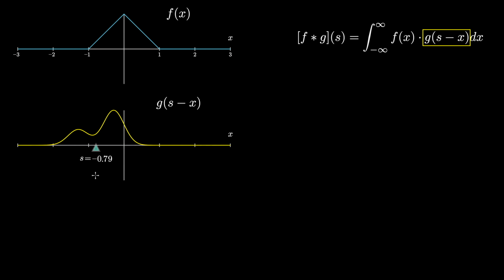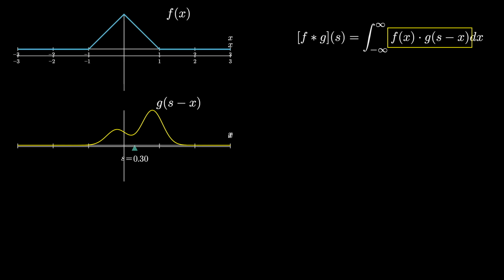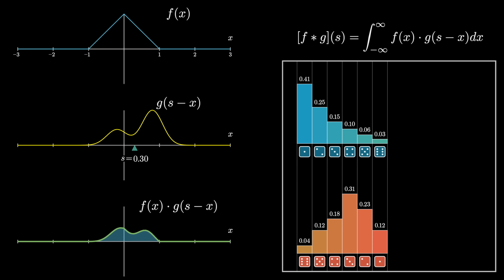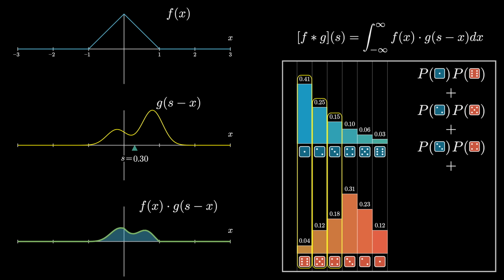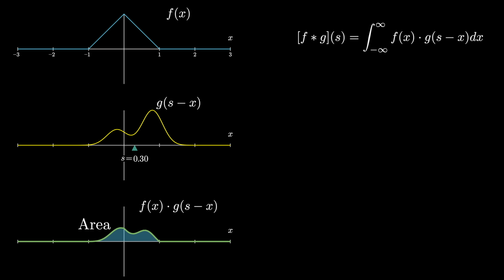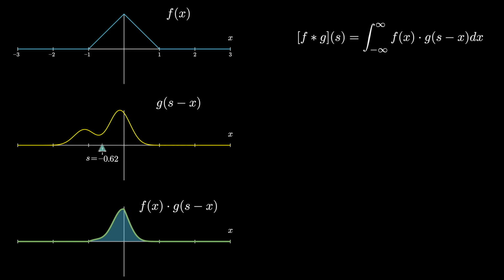The real fun comes from graphing the entire contents of the integral, the product between these two graphs. This is analogous to the list of pairwise products that we saw earlier, but in this case, instead of adding up all of those pairwise products, we want to integrate them together, which you would interpret as the area underneath this product graph. As I shift around this value of s, the shape of that product graph changes, and so does the corresponding area.